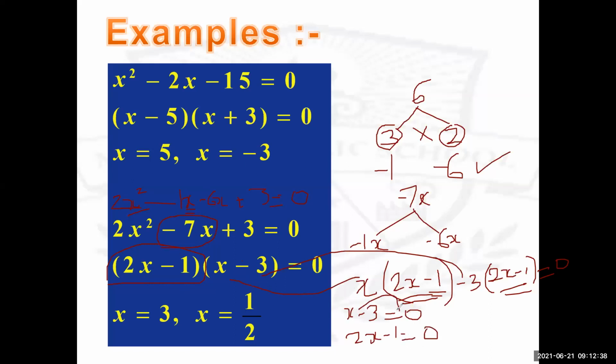So you'll move minus 3 to the other side. When minus 3 comes to the other side, you get x equals to 3. Understood? And first you'll move minus 1 to the other side. You'll get 2x equals to 1. Now you want the value of x only, so x equals to 1 upon 2. Is this clear to all the students?